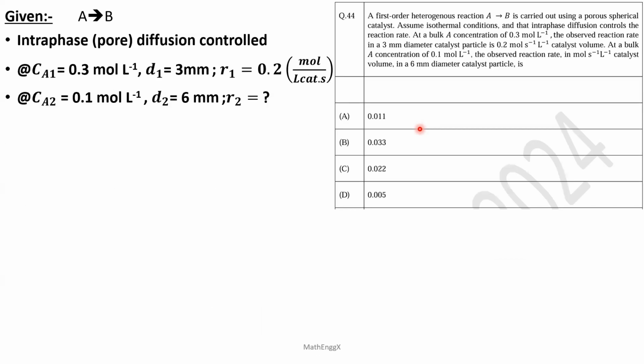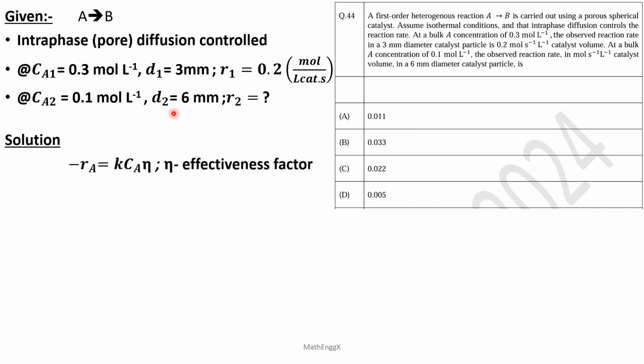So first, let us note down the given parameters. We have first order reaction A giving B. The reaction is controlled by pore diffusion or interface diffusion. The two scenarios are as follows. In the first case, we have Ca1 is equal to 0.3 and D1 is equal to 3 millimeter. Rate is given as 0.2 moles per liter of catalyst into second. What will be the rate for a concentration of 0.1 moles per liter and diameter of catalyst being 6 millimeter?